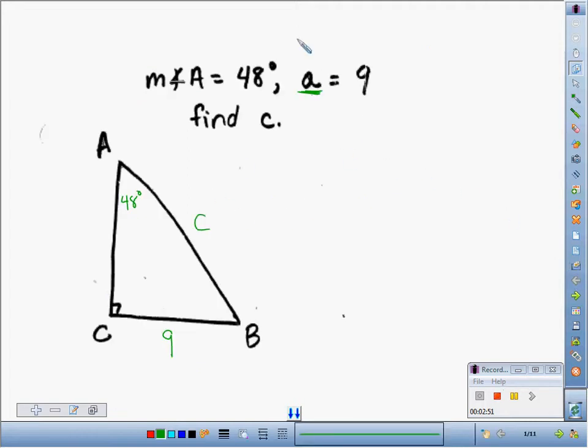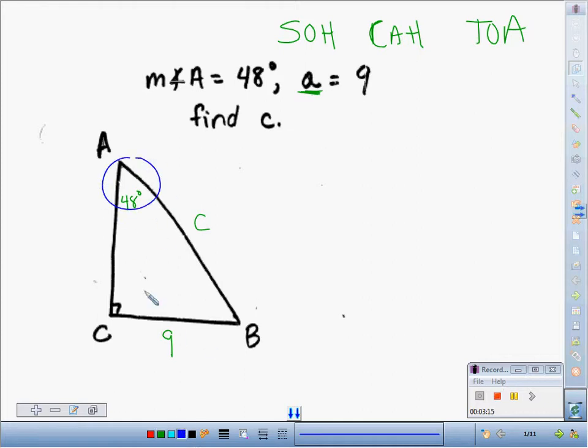Okay, so here's what we want to do. To do this first problem, let's first write the word SOHCAHTOA at the top of our page. And if you can't spell it right, then you won't be able to use it right. Once we have all this information in our picture, we want to figure out what trig function to use by letting SOHCAHTOA help us. So we're going to focus all of our attention around the angle measure that they give us. That's not the 90-degree angle. They give me the 48, so we're going to focus all our attention around that.